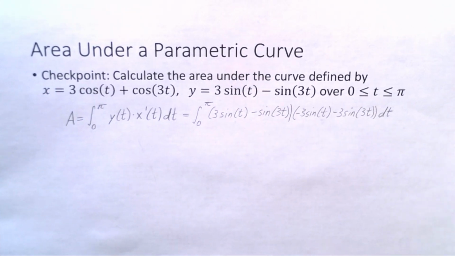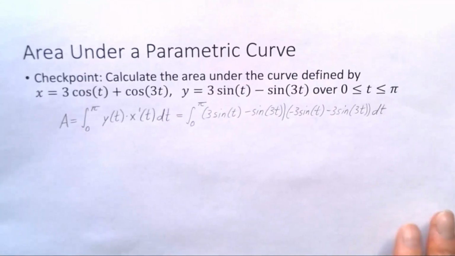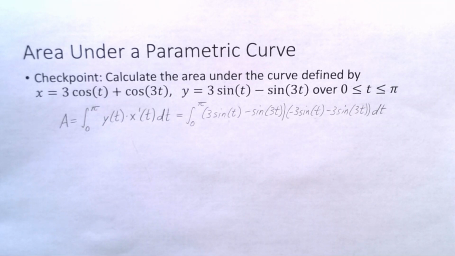This could be calculated by hand, however the calculation is long and a little bit tricky with the need to multiply out and deal with things like sine of 3t. So instead, for these problems, we may choose to use a computer integrating program, and doing so gives us that this integral is approximately negative 9.424.